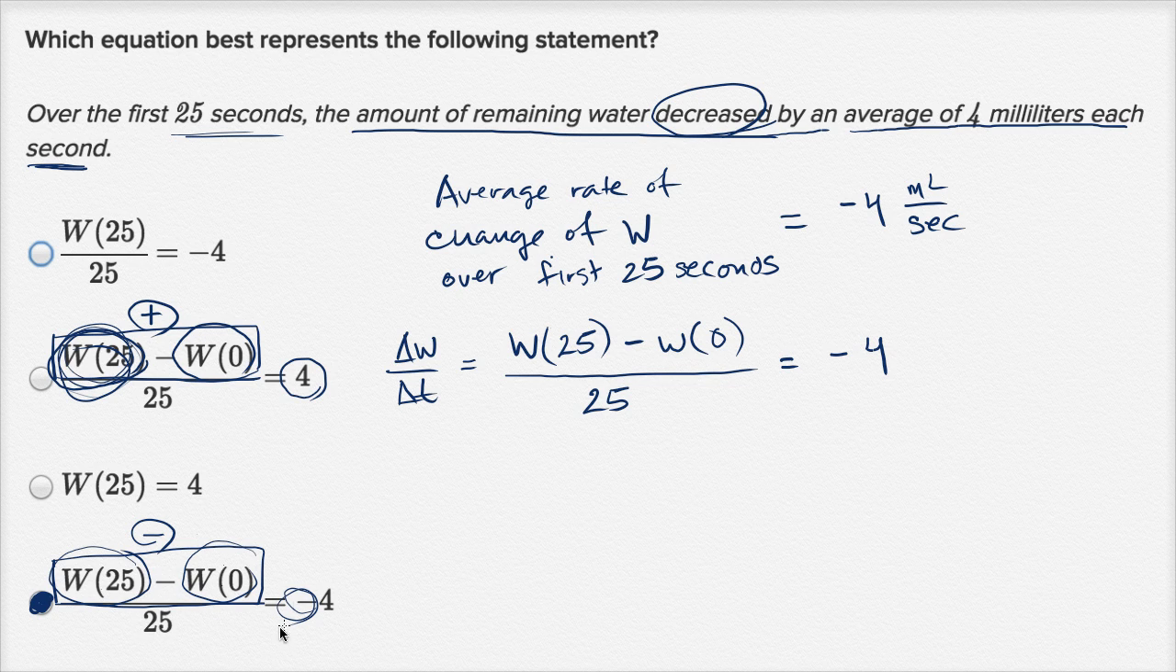And it also makes conceptual sense. The water is decreasing. The rate of change of water with respect to time should be negative because the amount of water is decreasing.